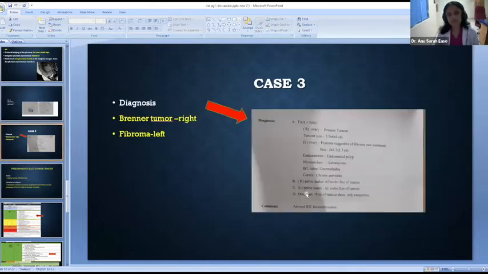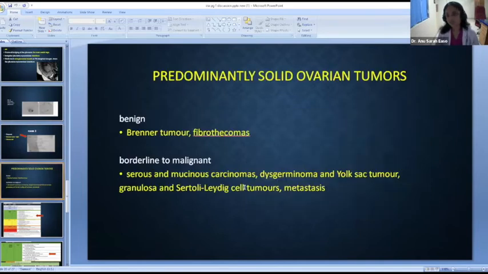So this is a solid tumor, and the histopathology was Brenner's tumor in the right ovary and fibroma in the left ovary. It was reported like that, and it had benign features. There was no nodal involvement. There were no peritoneal deposits. Everything was clear. And so we'll discuss solid ovarian tumors.